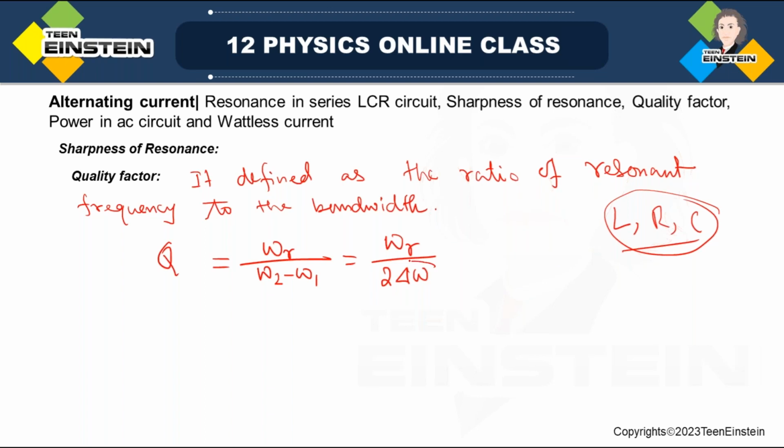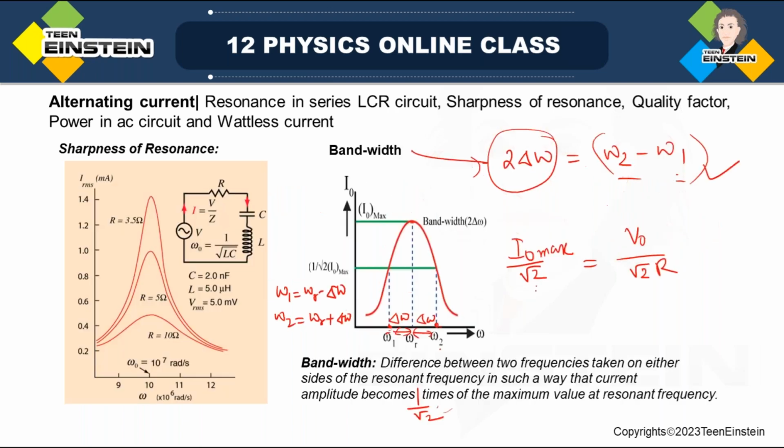For that, we have to find out this delta omega. What is delta omega? Let us do one thing. We have seen in the case of Z, at resonant frequency, Z becomes what? Z becomes root 2 into R. You might be thinking, what is this? I'm sorry, at the resonance condition it is R. That is fine. But Z becomes root 2 R at omega 1 and omega 2.